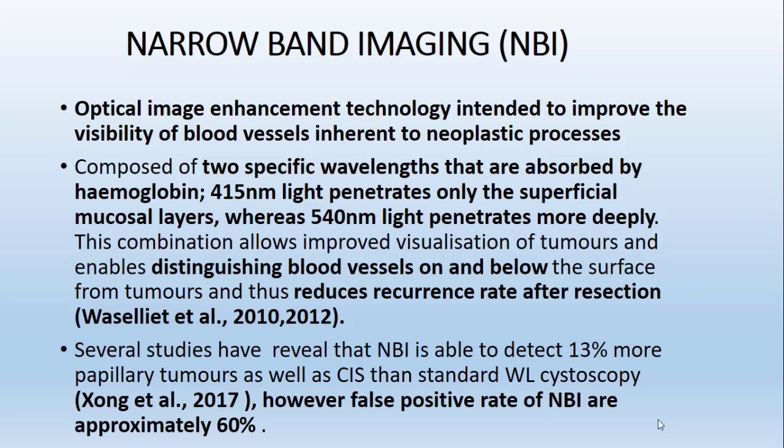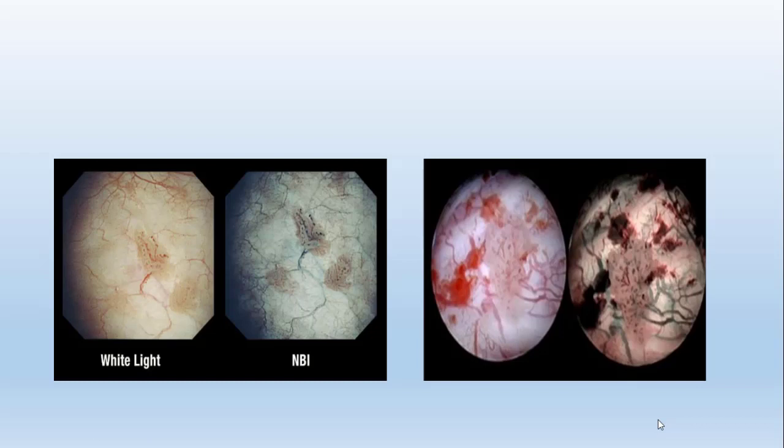Several studies have revealed that narrowband imaging is able to detect 13% more papillary tumors as well as carcinoma in situ than standard white light cystoscopy. This is white light, and this is narrowband imaging, with dark color showing more visible tumors, so we can resect them properly.